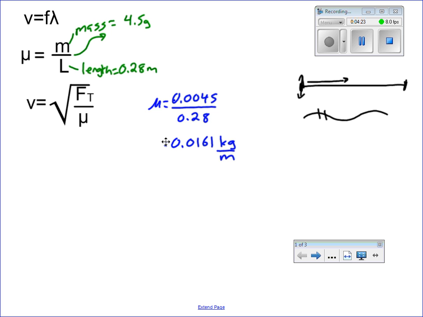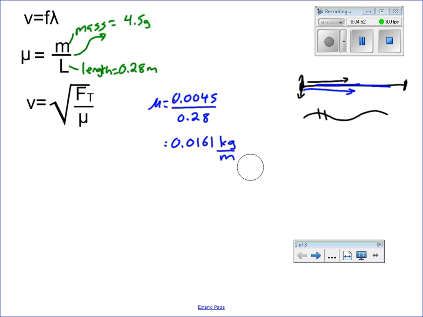Notice that this is a little bit different from density, which would be kilograms per meter cubed or grams per centimeter cubed. This is actually just kilograms per meter, because we don't care about the actual density of the wire. We care about how much mass is within a certain length of the string, because the wave is trying to travel along the string. So this linear density is the only thing that really matters.